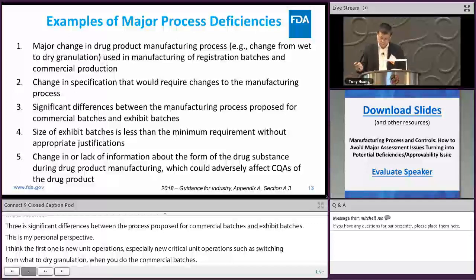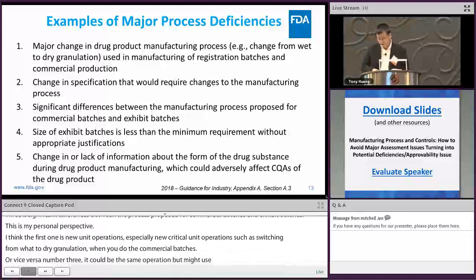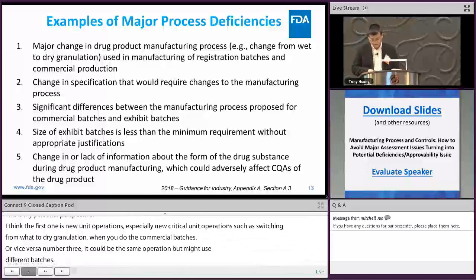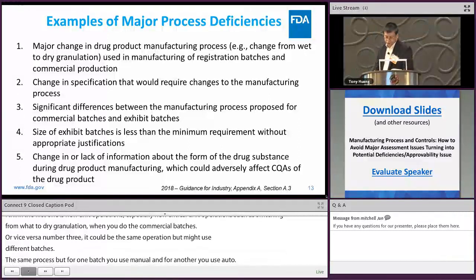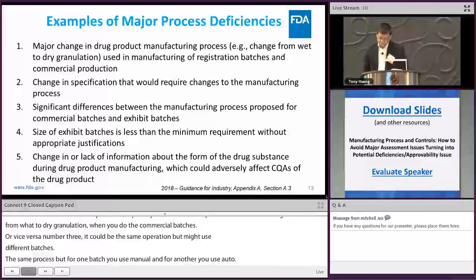One example would be, you do the same laser drilling process, but for the exhibit batch, you might use manual laser drilling, and for commercial, you use auto. The same can be applied to compression and capsule filling. Those things do happen. And for number 5, change in or lack of information about the form of drug substance.